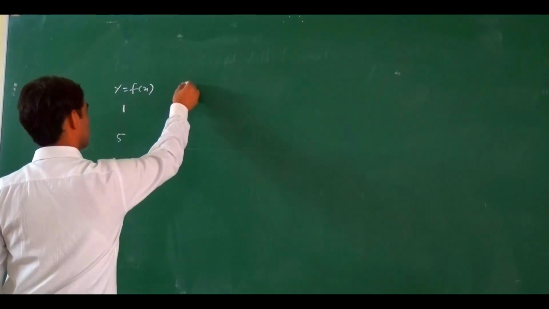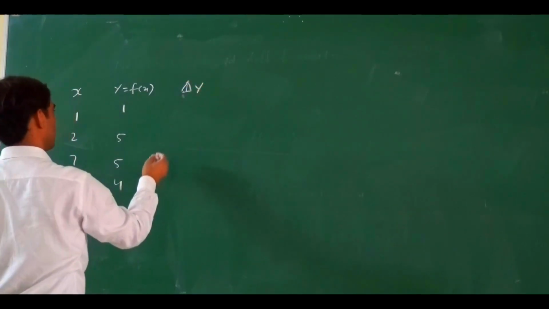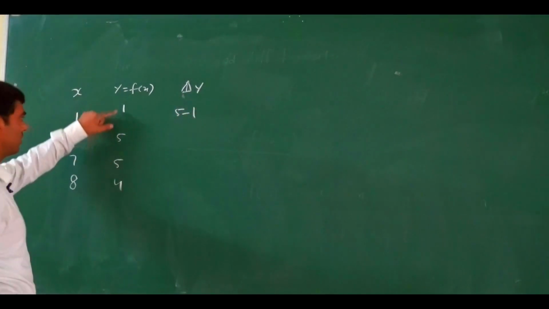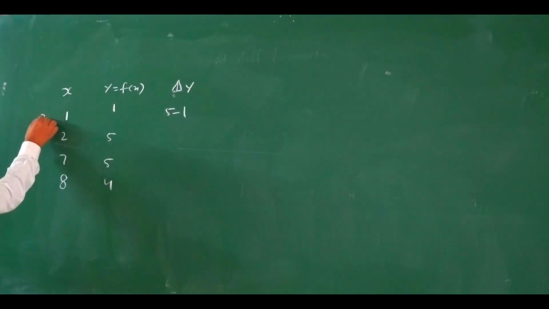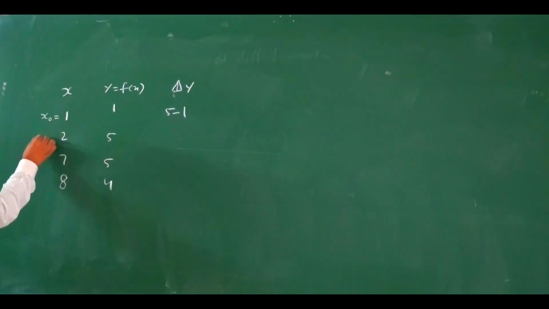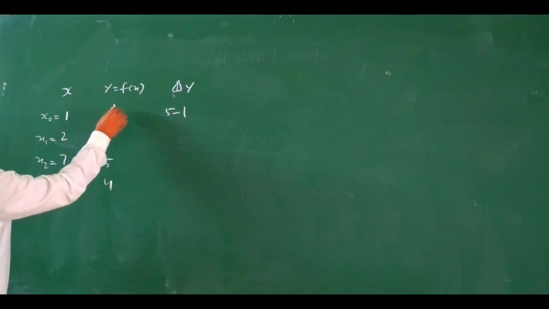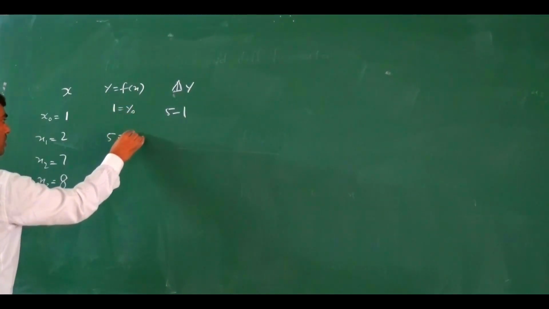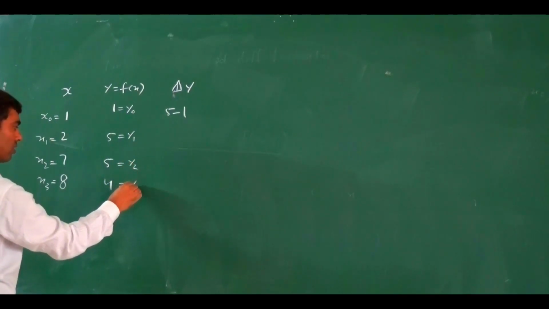Now, what is the first order divided difference? The first order divided difference of this is 5 minus 1 divided by 2 minus 1. If we denote in terms of notation, this is x0, this is x1, this is x2, this is x3, and similarly this is y0, this is y1, this is y2, this is y3.